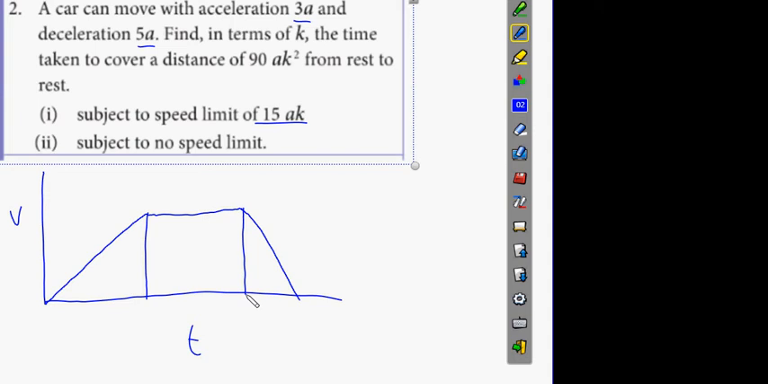Now, the speed limit is 15ak. That means that the height of every object in here is 15ak. Now, does it say that we start from rest? It does. The reason we start from rest, it says it there. That means I'm allowed to start here.